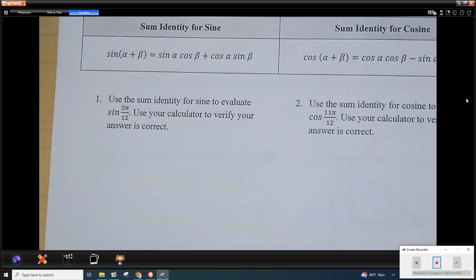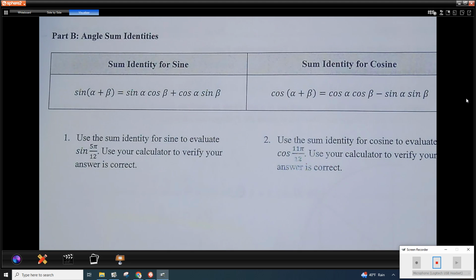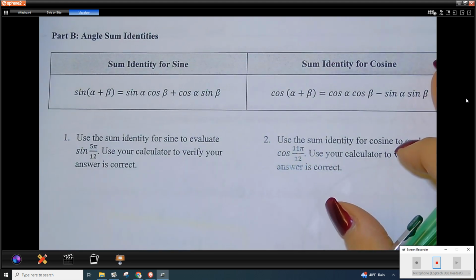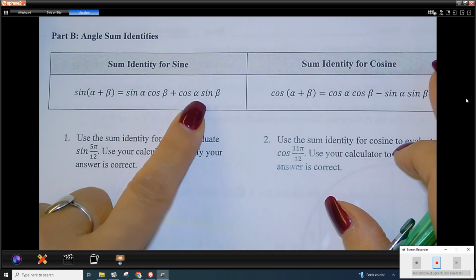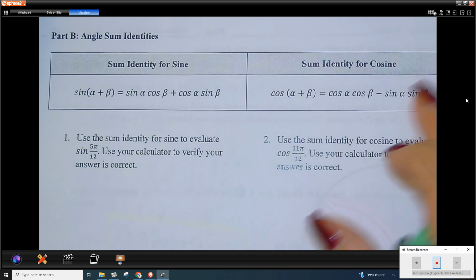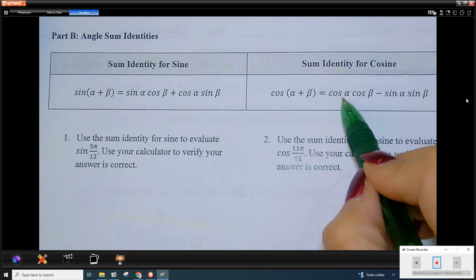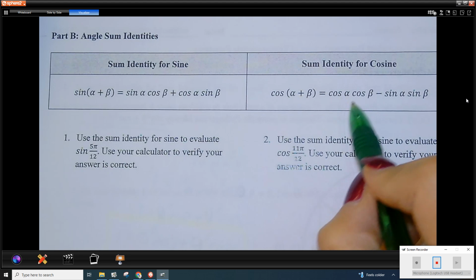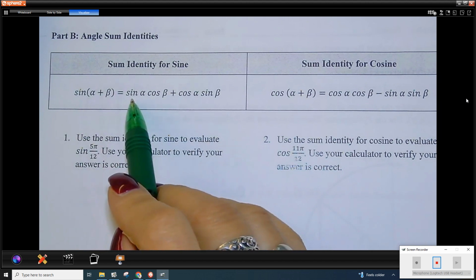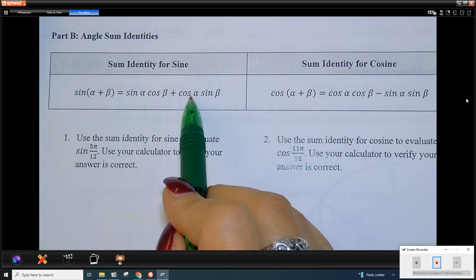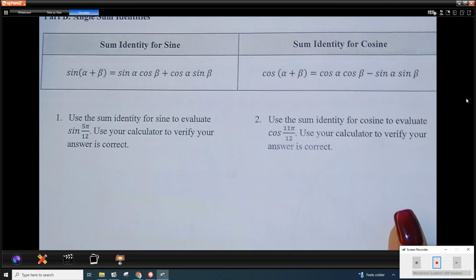So page 2, they give us a couple other identities. We have the sum identity for sine and the sum identity for cosine. So what it is doing is getting two angles that you add together. You could get the sine of alpha, so these are two different angles. Sine of alpha, cosine of beta, plus cosine of alpha, sine of beta. And the cosine is not the same. You start with cosine, you subtract sine of each of them. Sine's the tricky one because you start with sine times cosine plus cosine times sine. Okay? So they're a little different.